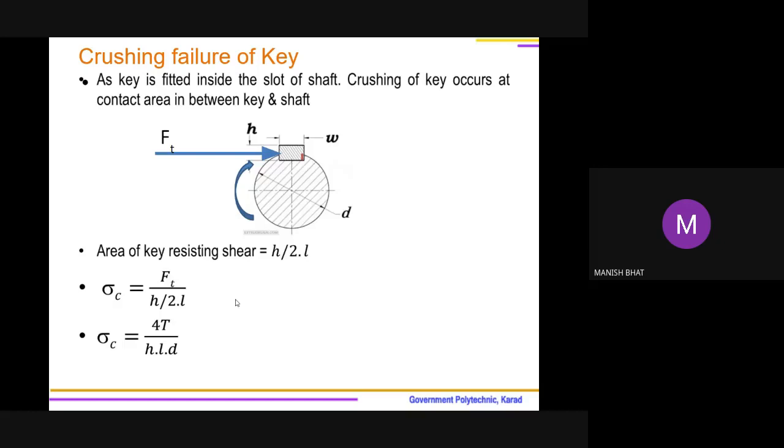So there are empirical relations by which height is selected and by which width is selected. So commonly width of key is taken as d by 6. How much width is taken? D, which is diameter, divided by 6. So that is the empirical relation. What is the empirical relation? Width of a key is taken as 1/6 of diameter, or you can say d upon 6.